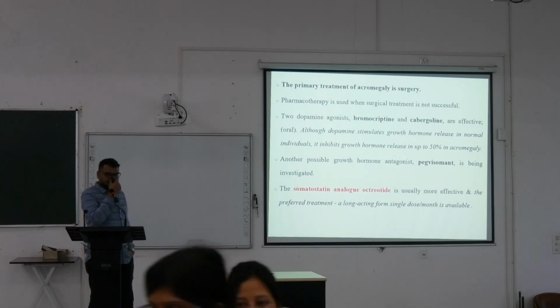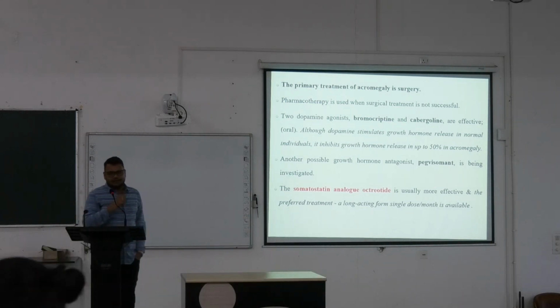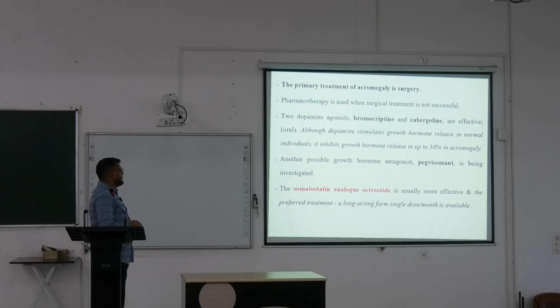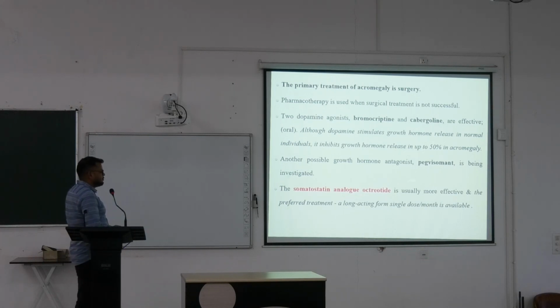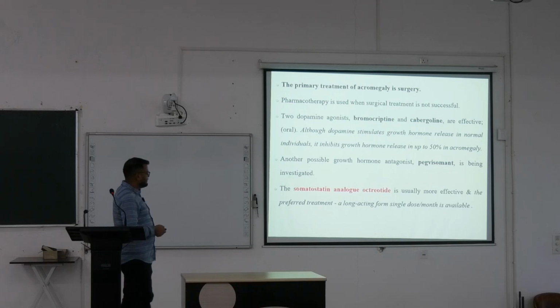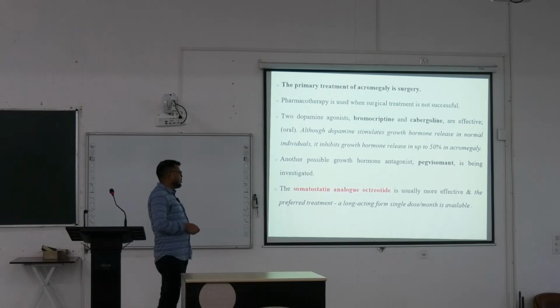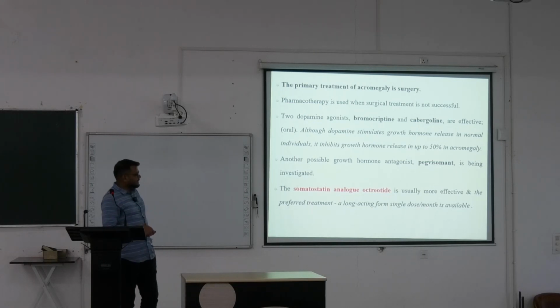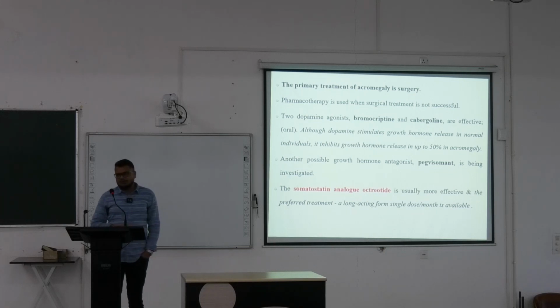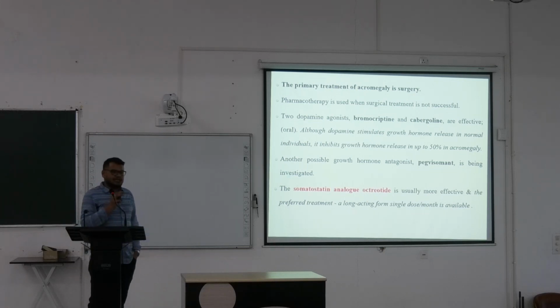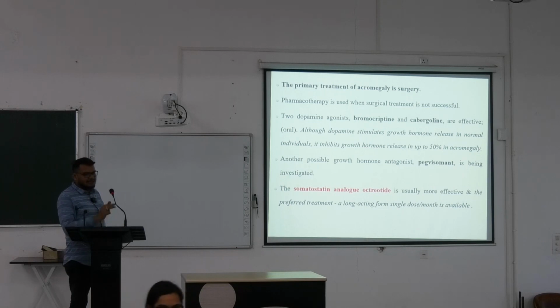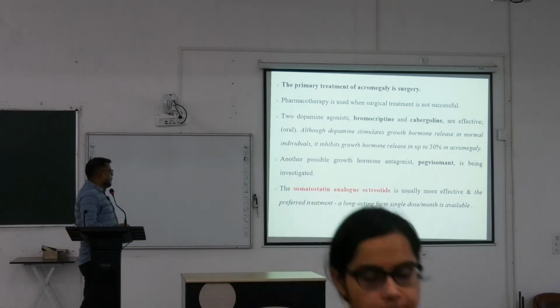এটাই তোদের শর্ট নোট আসবে এই চ্যাপ্টার থেকে, octreotide, এটা পড়বি। The somatostatin analog octreotide is usually more effective and the preferred treatment. A long-acting form, single dose per month, is available. So octreotide is a somatostatin analog, dosage ki single dose per month.